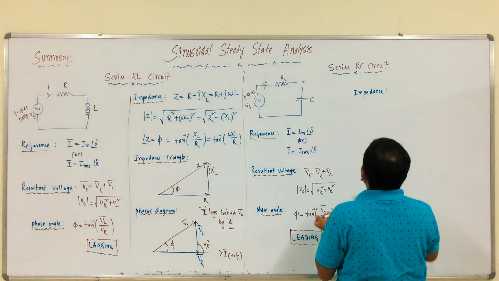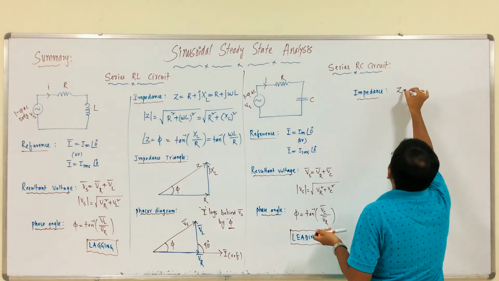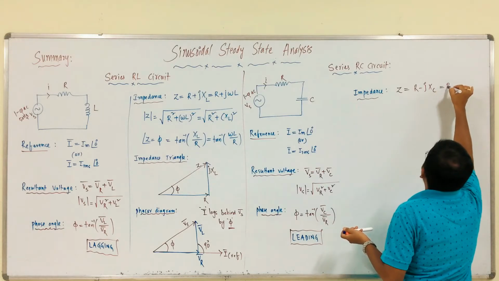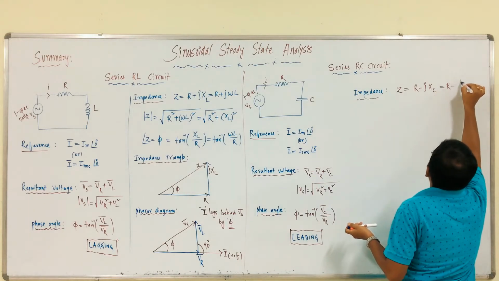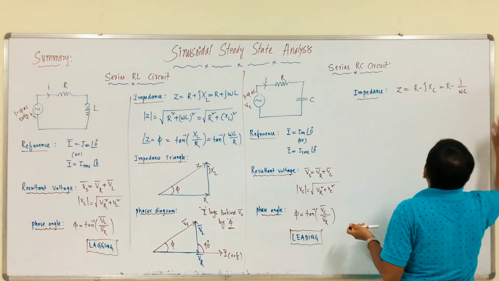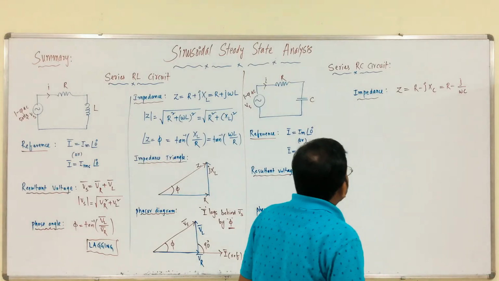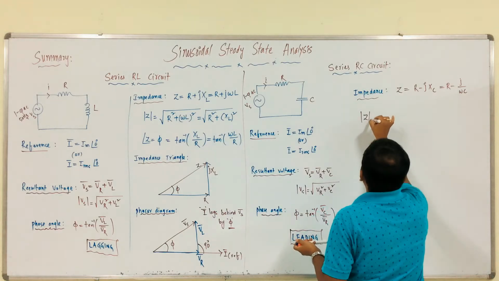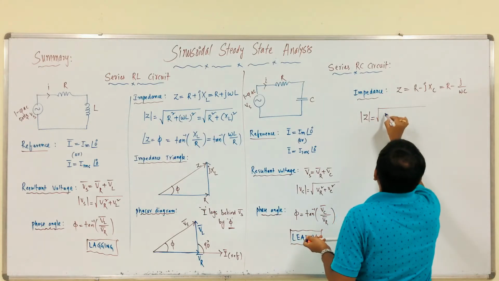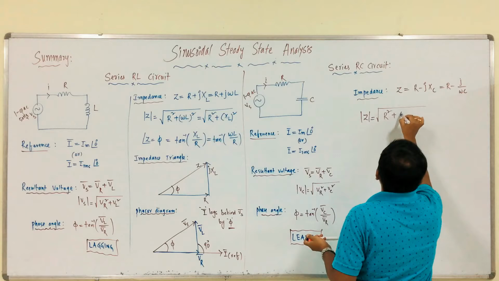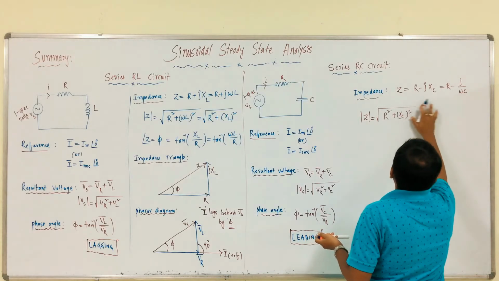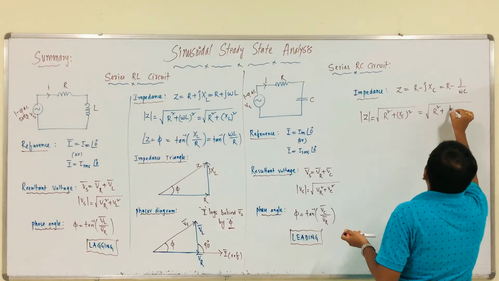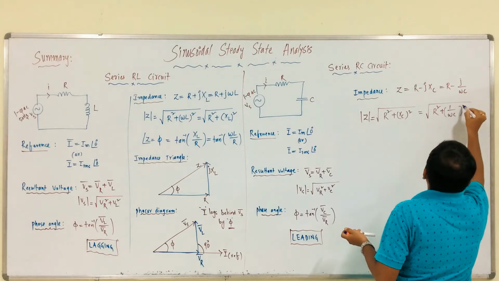Impedance, Z is nothing but R minus jXC, which is equal to R minus j by omega C. Okay, so from this mod Z is what? Square root of R square plus XC whole square, which is equal to square root of R square plus 1 by omega C whole square.